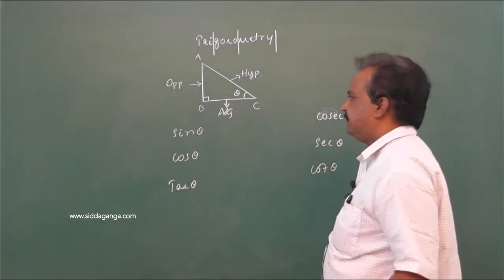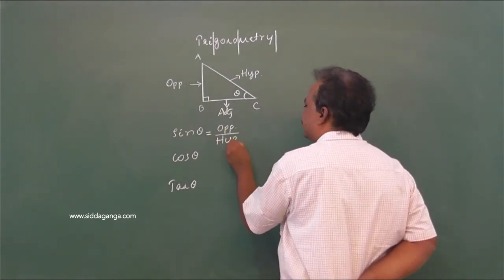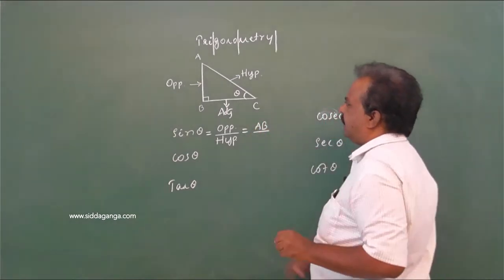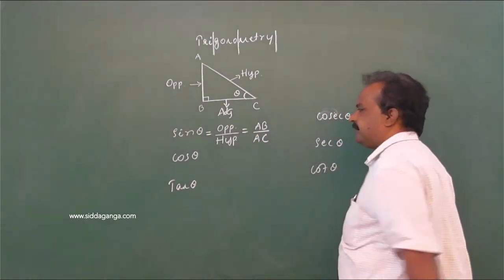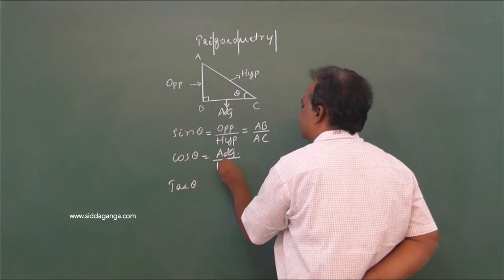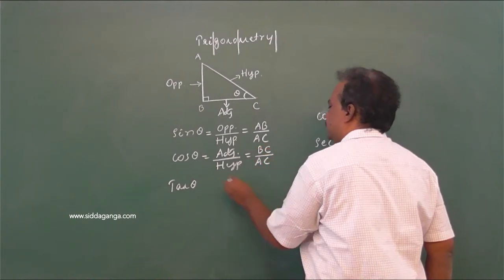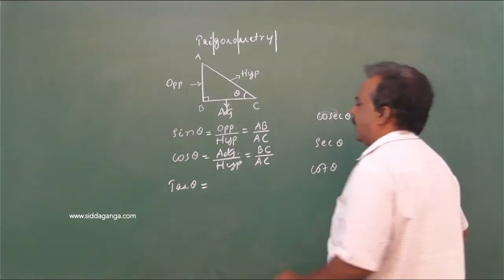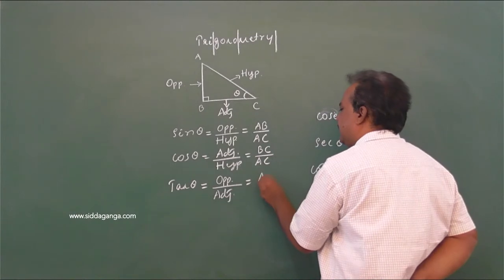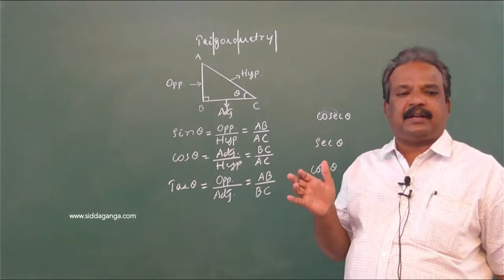How do you define sine theta? You have already studied this. Opposite side by hypotenuse. Which is the opposite side here? AB. And what is the hypotenuse of this right angle triangle? AC. What is cos theta? Adjacent by hypotenuse. What is the adjacent side of this right angle triangle? BC. And what is hypotenuse? AC. And what is tan theta? Opposite side by adjacent side. What is opposite side? AB. What is adjacent side? BC. So these are three basic trigonometric ratios.